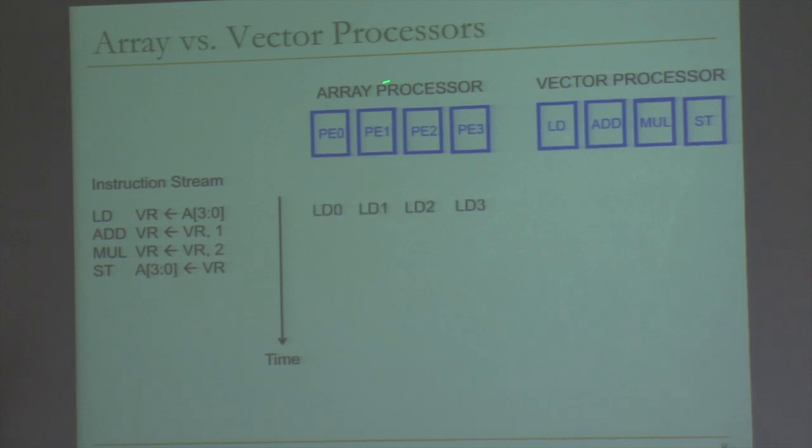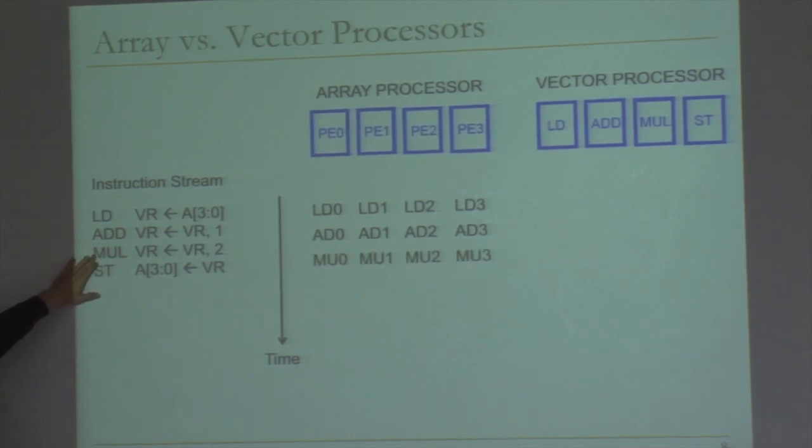So if you look at this, the array processor executes the 4 load operations in parallel: load element A0, load element A1, load element A2, and load element A3 in parallel. And then you can do the adds in parallel, and then the multiplies in parallel, and then the stores in parallel. Make sense? Whereas a vector processor does the operations in a pipelined manner.